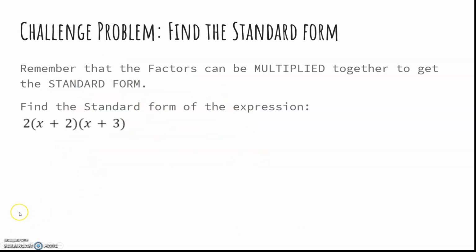And now we have a challenge problem for you guys. This is something we're going to talk about next class, but I wanted to see if you guys could start working towards it. I've given you the factored form, and I want you to move backwards to the standard form of this. To do that, you're just going to multiply all of these factors together. So go ahead and take a second to try that, and I'll show you what I did.